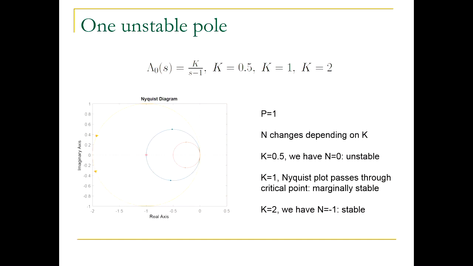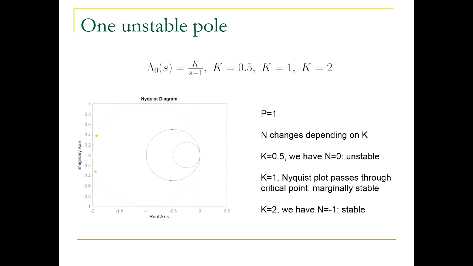Here's an unstable pole. In this case, the number of unstable poles is 1. And now it will depend on the K whether the frequency response or Nyquist plot would encircle or not. Right? So note, for K 0.5, we have n is 0. So the closed loop system is unstable. Because we have one unstable pole, the plot should encircle the critical point once in the counterclockwise direction.